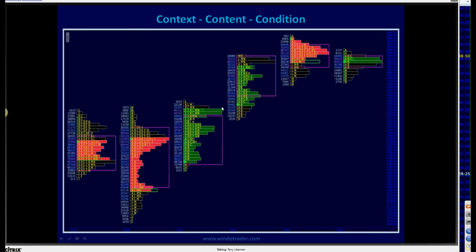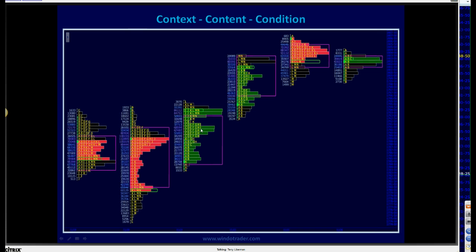For example, here we have outside value. In this case, we have overlapping higher value. This one is definitely higher value, overlapping higher value, inside value. And by looking at the different relationships of those value areas, we can again begin to determine what is the actual content or content within the context or even the condition of the market.